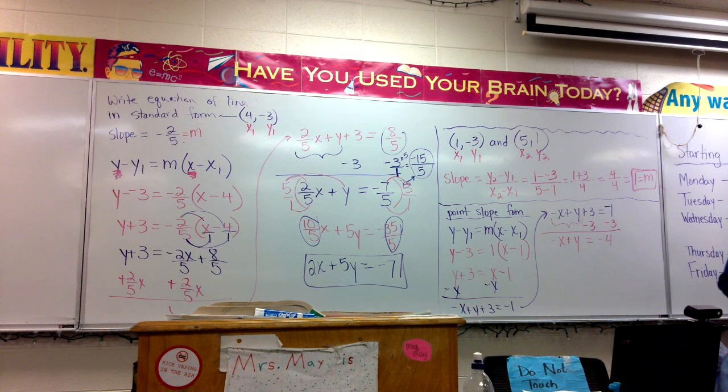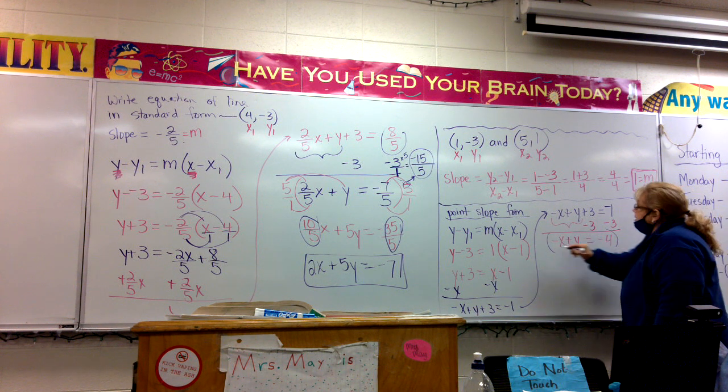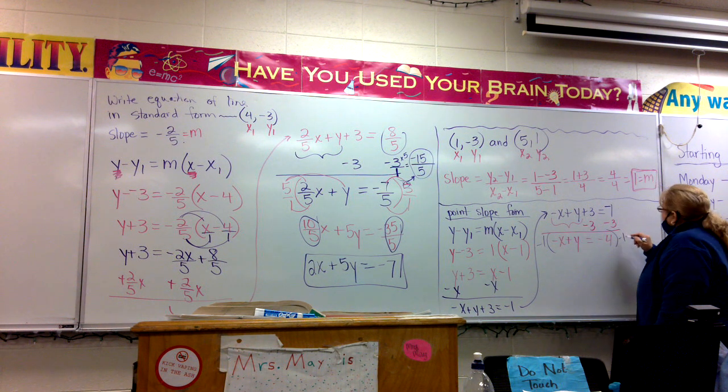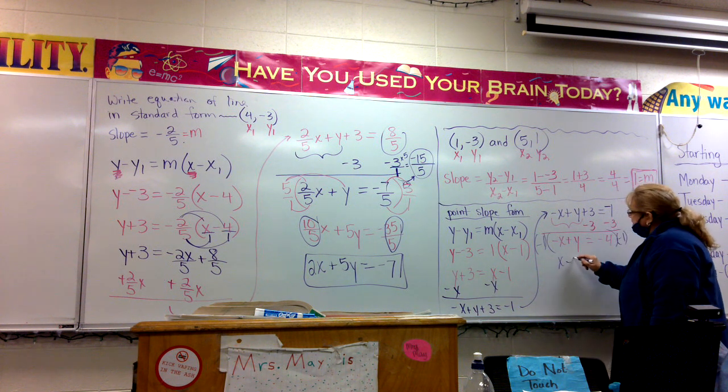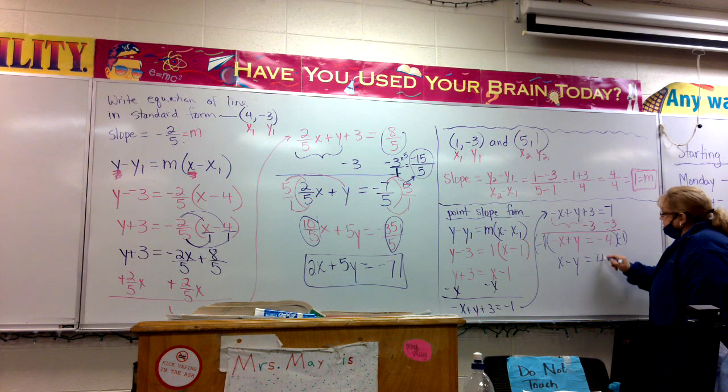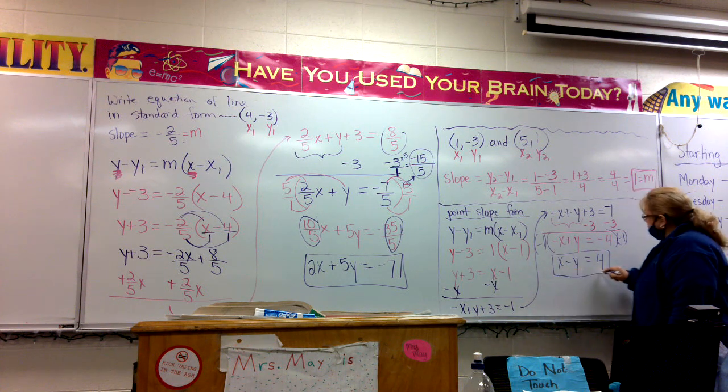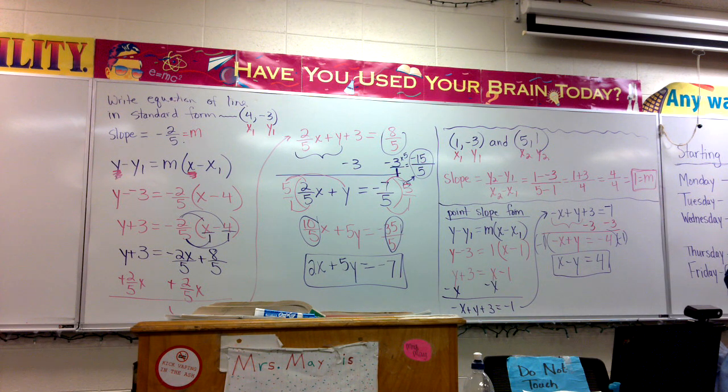So what should we do? Yes, we're going to multiply everything all through by -1. And when you do that, that just amounts to change the sign, change the sign, change the sign. Right there, x minus y equals 4. A little bit easier when you don't have all those fractions. Makes sense?